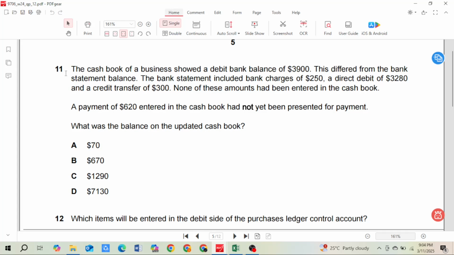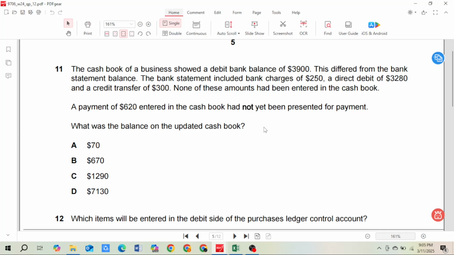Question number 11. The cash book of a company showed a debit balance of 3,900. This differs from the bank statement balance. The bank statement balance includes bank charges of 250, a direct debit of 3,280, and a credit transfer of 300. None of this amount had been entered in the cash book. A payment of $620 entered in the cash book had not yet been presented for payment. What was the balance on the updated cash book?